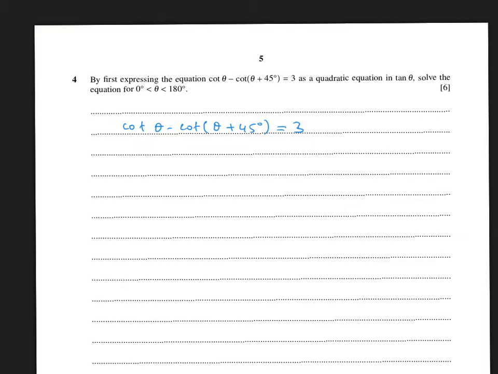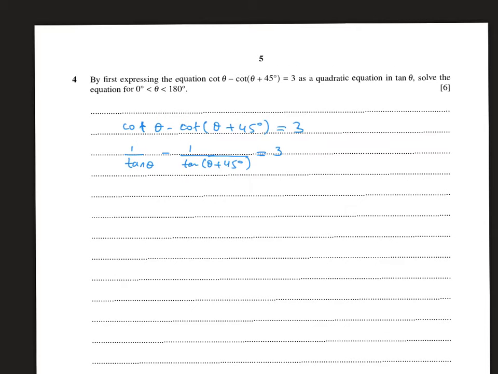First thing we should realize is that it's not actually quite easy to work with cotangent, or also cosecant and secant, like the reciprocal functions. So what we should do is we can simply convert this into tangent theta. So as we know, cot theta equals 1 over tan theta. So we can simply write here cotangent theta is going to be 1 over tan theta minus 1 over tan of theta plus 45 equals 3.